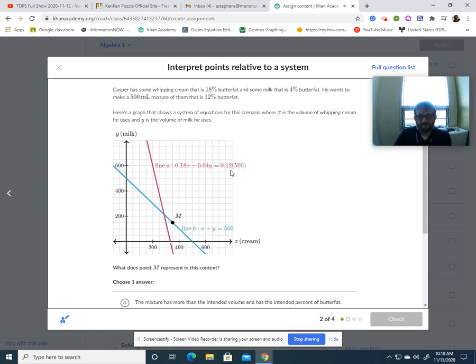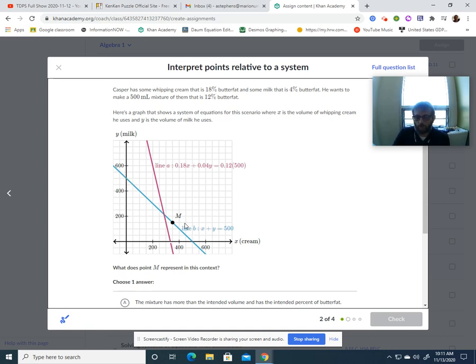All right, we've seen this one a couple times. I've done this video before. We're mixing butterfat and regular milk. You're mixing whipping cream and regular milk to get a percentage of butterfat. That's this line here. So you're taking 18% of your whipping cream, 4% of your whole milk, and you're getting 12% of 500. This is where we're getting the proper amount of butterfat. This line shows that we end up with 500 total liters of milk, or milk product, I guess is a better way to phrase it.